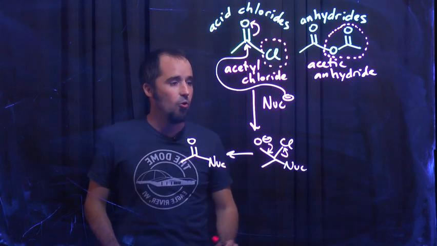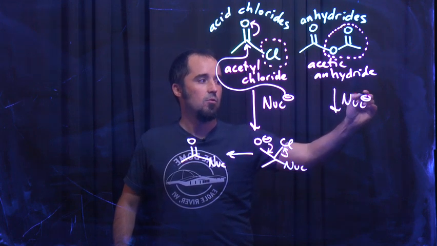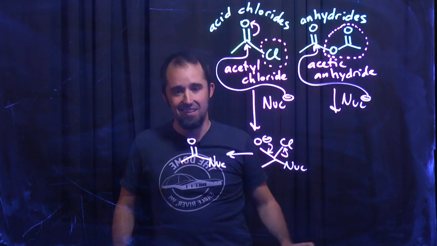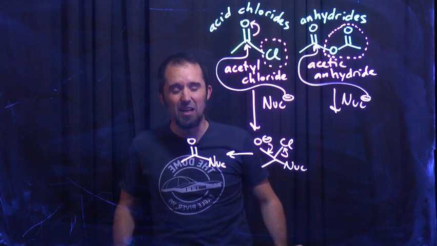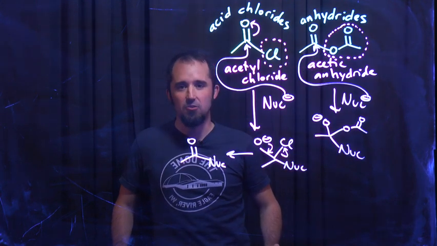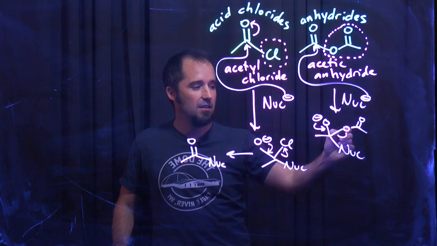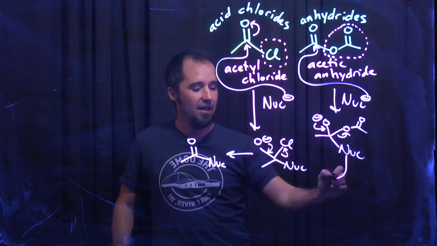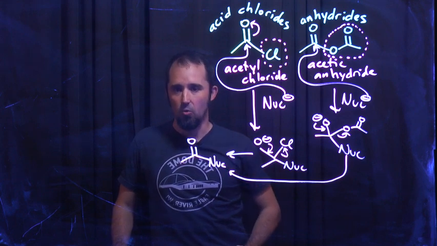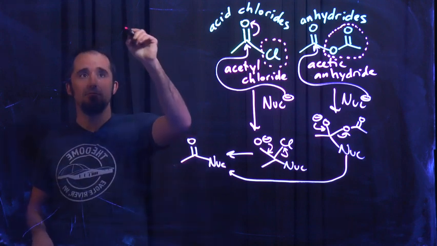Same thing for my anhydride. Some nucleophile will go after this one. Why this one and not that one? They're the same. It's symmetrical. Same or similar tetrahedral intermediate. This minus sign comes down. I lose my leaving group and end up at the same place. So really, really important. Really good way to make amides.